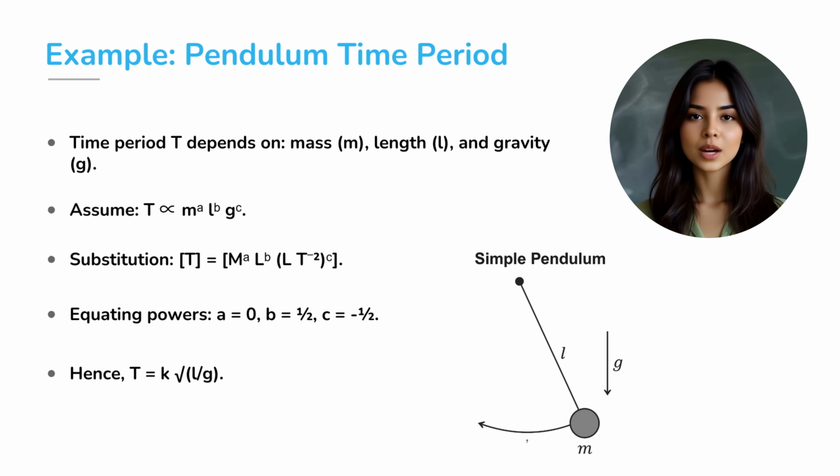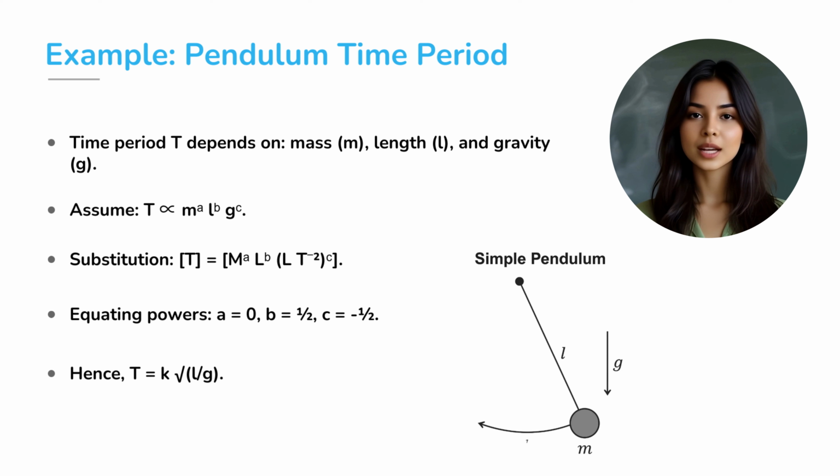That is M to the power a, L to the power b plus c, and T to the power minus 2c. For both sides to match, the power of M must be 0, so a equals 0. The power of L must be 0 plus 1, so b plus c equals 0 plus 1. And the power of T must be 1, so minus 2c equals 1. Solving, a equals 0, b equals 1/2, c equals minus 1/2. Hence, T equals k multiplied by the square root of L over g.